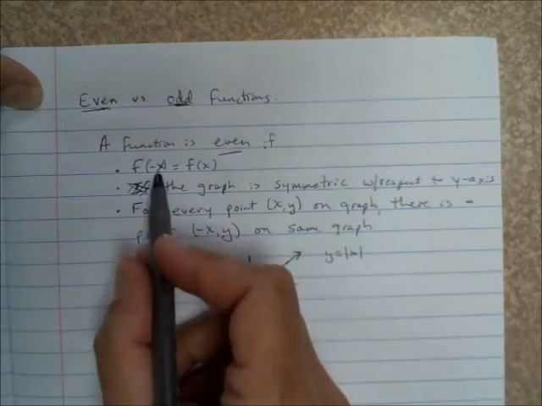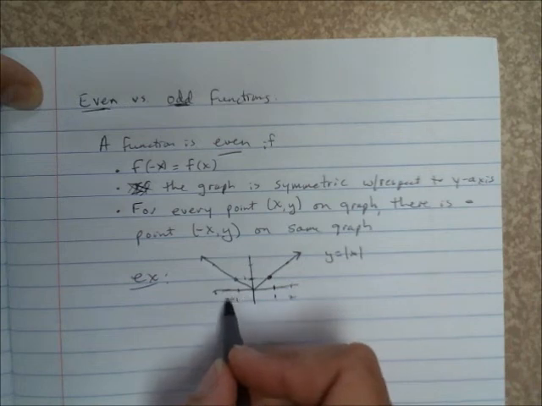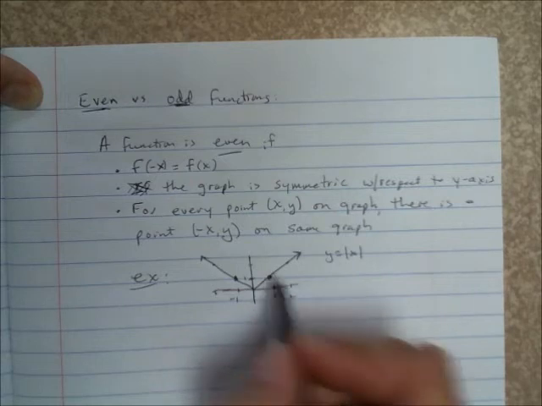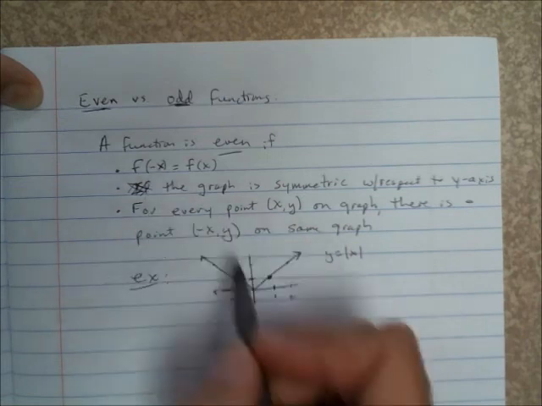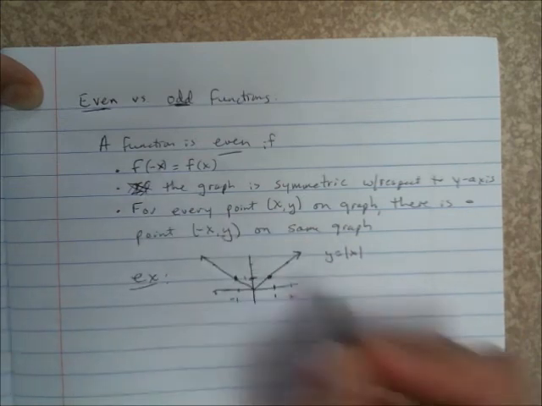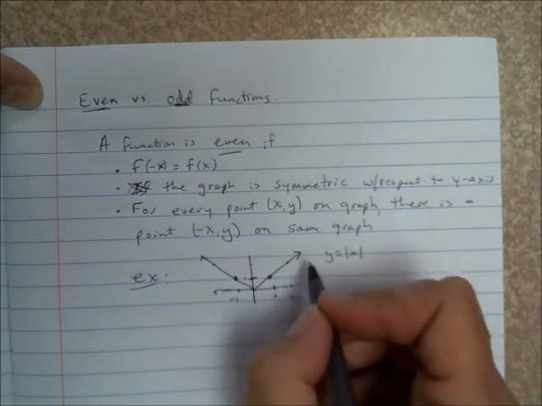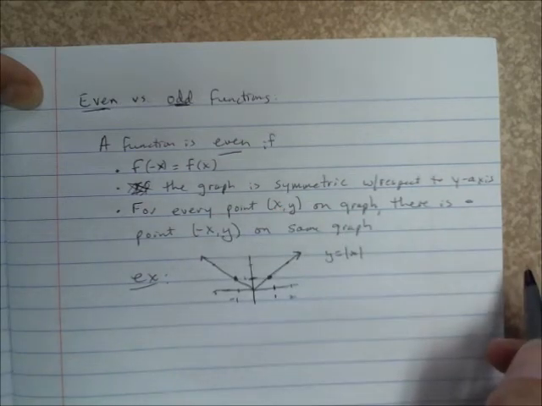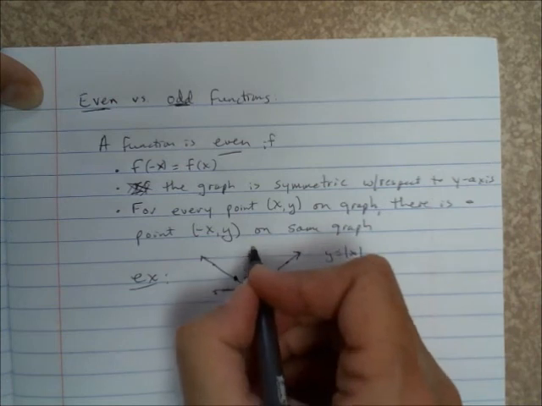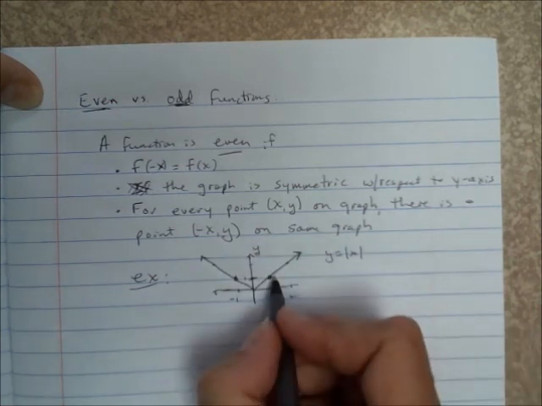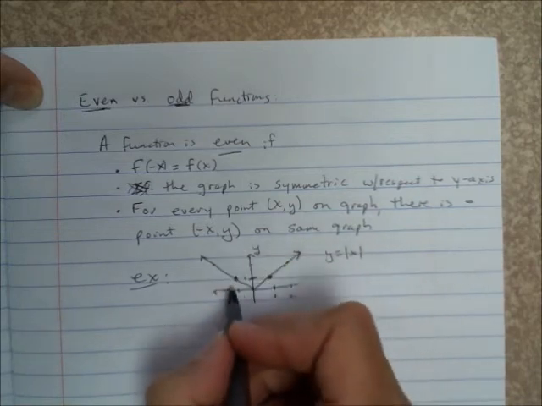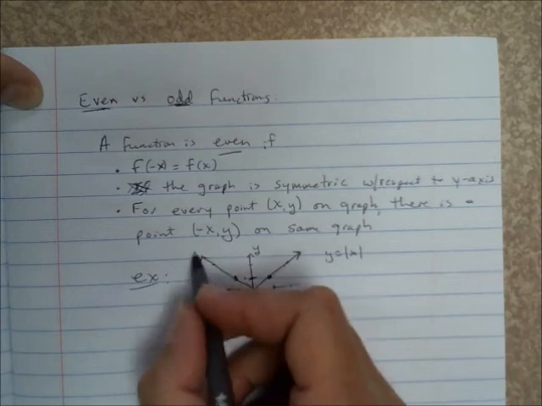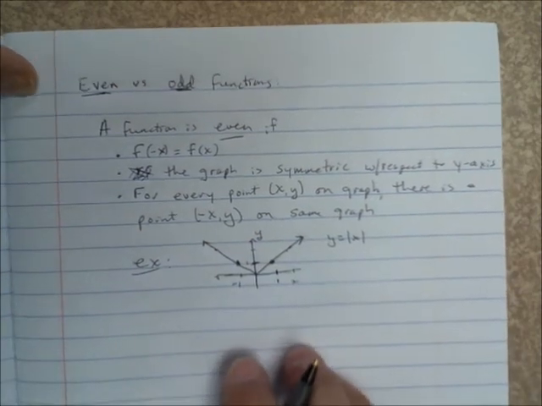So if I do f of negative x, if I do f of negative 1, f of negative 1 is equal to 1. And so is f of positive 1 equal to 1. So whenever I replace the x value with its negative value, you'll get the same y value out of it. This graph is symmetric with the y-axis. That's just another way of saying it, because it's a reflection of itself across the y-axis. And for every point x comma y, like 1 comma 1, 2 comma 2, 3 comma 3, there's another point negative 1, 1, negative 2, 2, negative 3, 3 on that same graph. So that's an even function.